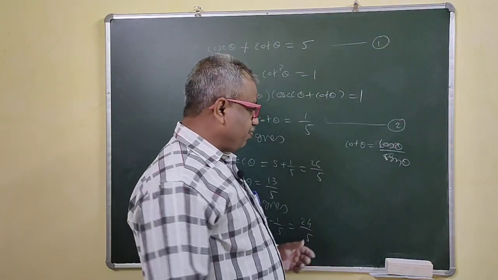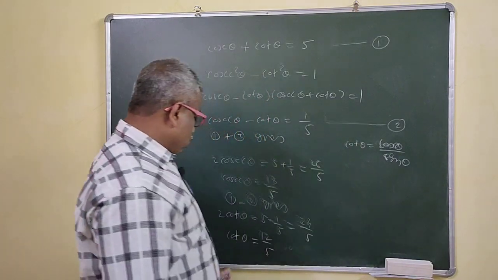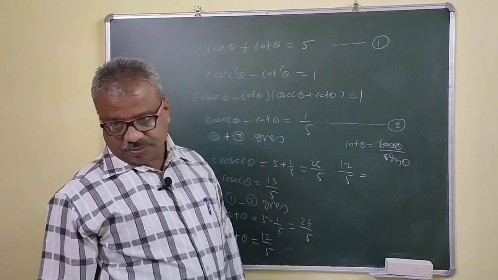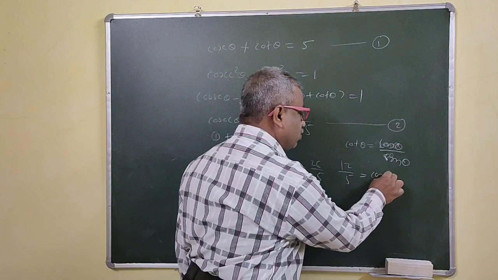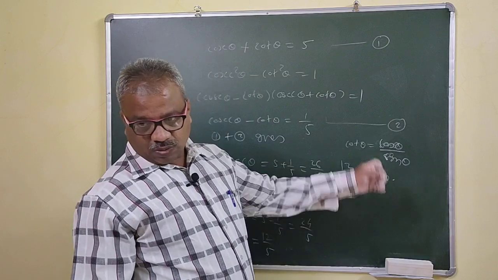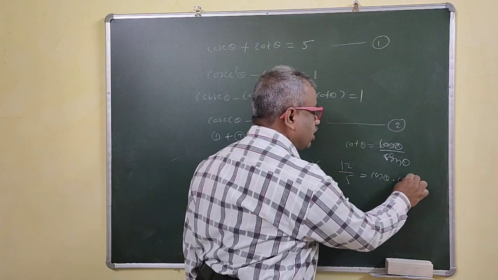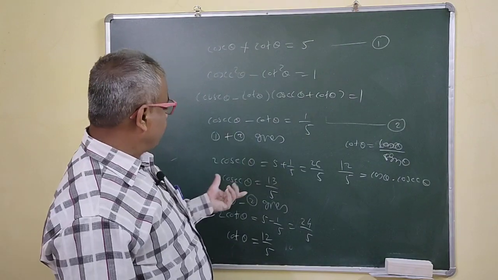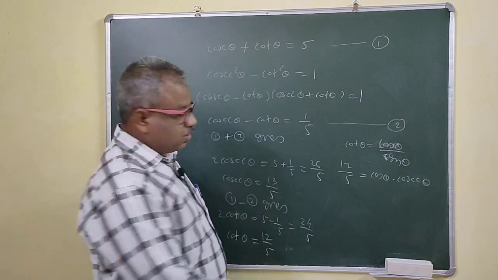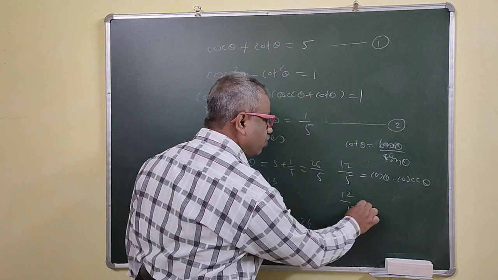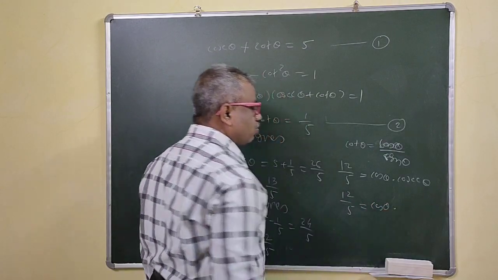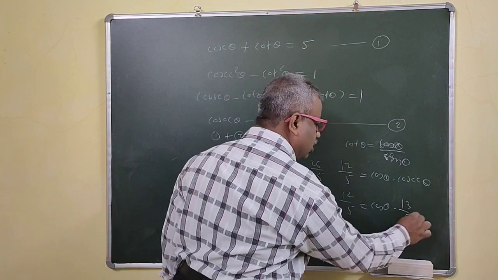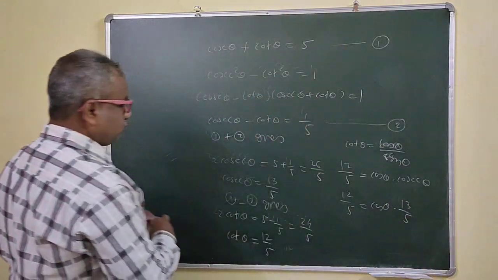So now cot theta is known to you. Your cot theta is 12 by 5. Cos theta is as it is, and 1 upon sin theta is nothing but cosec theta, which is known to you. The cosec theta is 13 by 5. So 12 by 5 is equal to cos theta times cosec theta, which is 13 by 5.